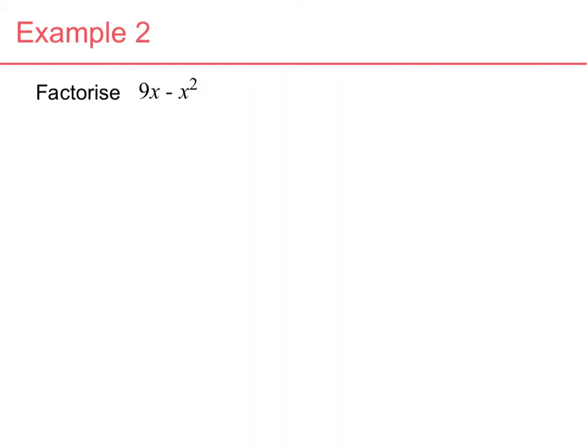Now let's have a look at an example where our highest common factor is not a numerical value, but a letter. Looking at the two terms in front of us, we're trying to find the highest common factor between 9x and x squared. They both divide by x, and so that will be our highest common factor, and we'll write that outside the set of brackets.